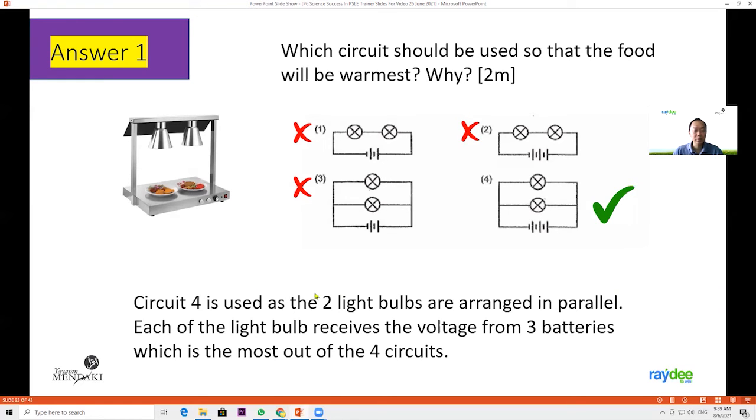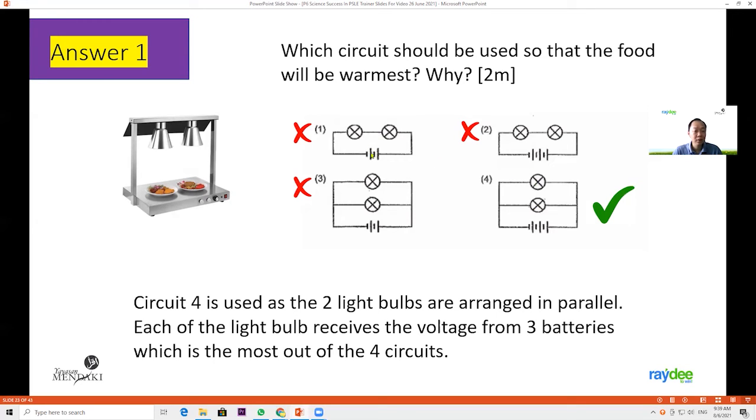Is used as the two lights are arranged in parallel. Now, when they're arranged in parallel like this, each of the light bulbs receives the voltage from 3 batteries. Okay, you can see that over here there are 3 batteries, right? So each one of them has got the electrical energy of 3 batteries, and as a result of that, they will be brighter than the rest, because you can actually calculate for each one.